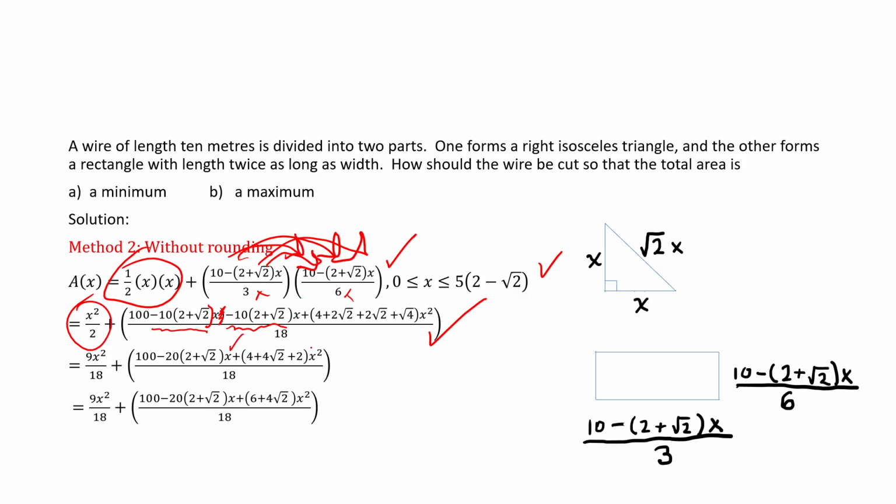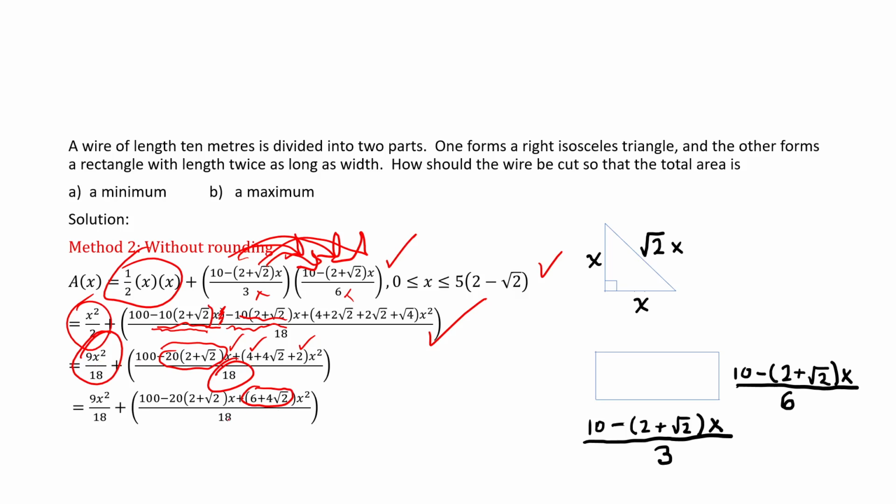And then inside the bracket, multiplying the x squared, we'd have a 4 and a 2. So that would obviously be 6 plus 4 root 2. So all that's going on here is a little bit of collecting like terms. This negative 10 and this negative 10 ultimately make a negative 20 times the quantity 2 plus root 2 times x. Just some elementary collecting of like terms going on there. And since we're adding a couple of fractions, and this fraction here has a denominator of 18, we're going to give this a common denominator. So instead of x squared over 2, we'll call it 9x squared over 18.